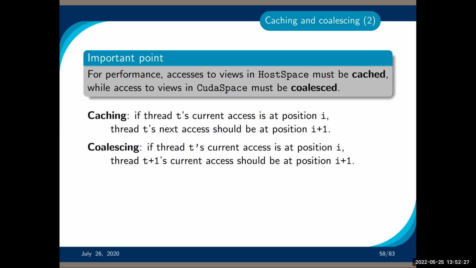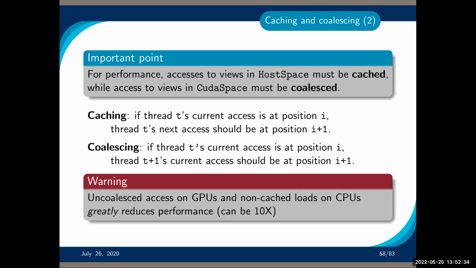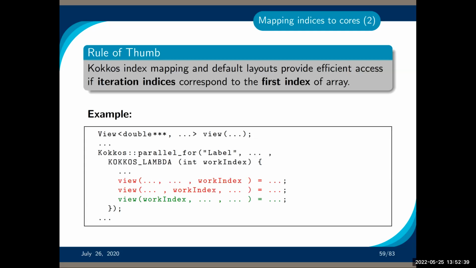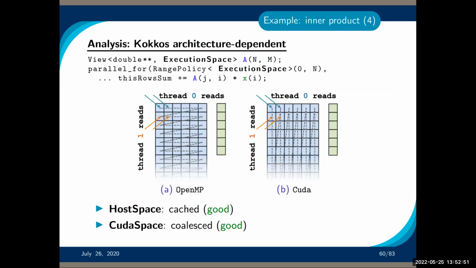So for host space, you want to cache them, and in CUDA space and other GPUs, you want to coalesce them. And this can have significant performance impact. So the rule of thumb is Kokkos index mapping and default layouts provide efficient access if iteration indices correspond to the first index of the array. And that's really why row major and column major are picked. It's all about efficiency.